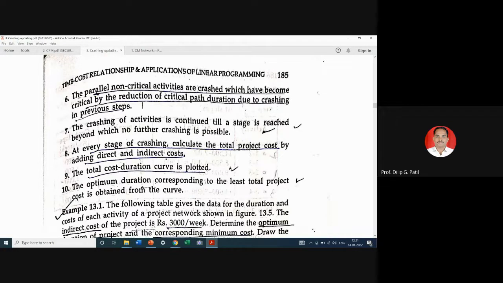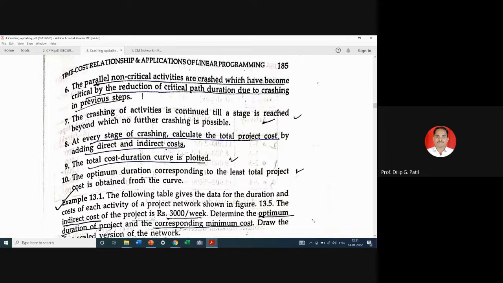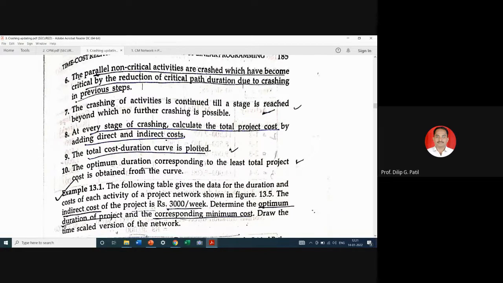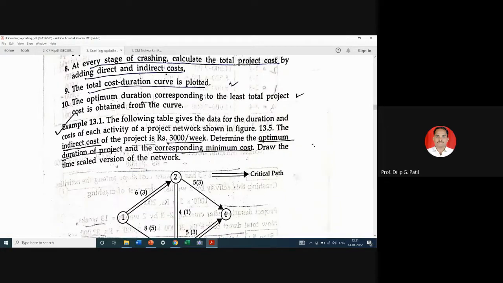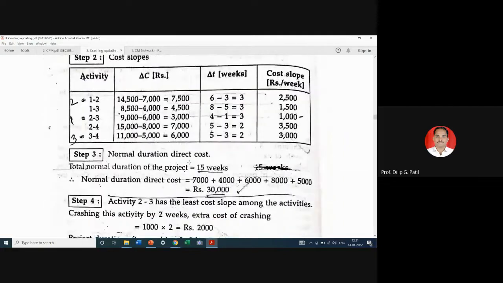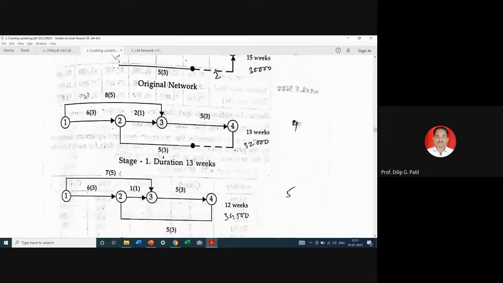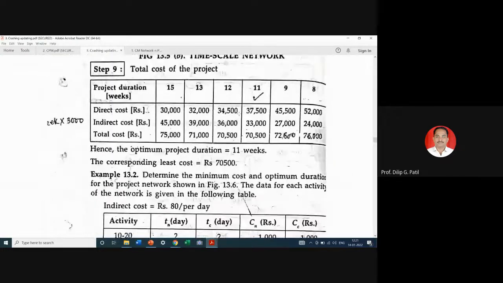At every stage of crashing, calculate total project cost by adding direct and indirect cost. So the total cost duration curve is plotted as we discussed, and the optimum duration corresponding to least total project cost is obtained from the curve. From the curve, where the least project cost comes, here, 70,500, the respective duration is what we have to consider. This will be your least cost and optimum project duration.